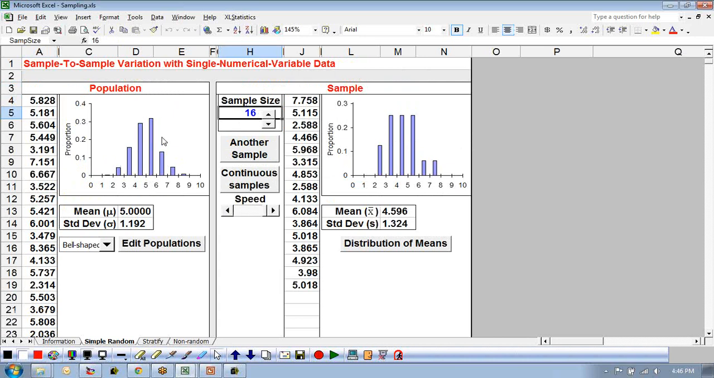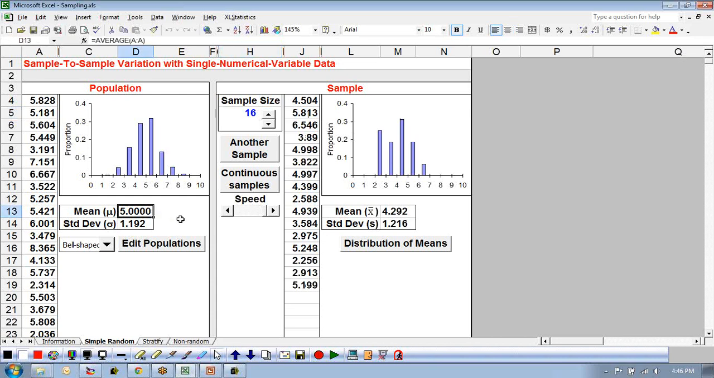Now, it's no surprise that if we have a parent distribution that is bell-shaped, our samples are often bell-shaped. But look, not always. If I continue to take another sample, that's pretty bell-shaped. That one, yeah, a little bit. That one's not very bell-shaped. You can see that's part of sampling.